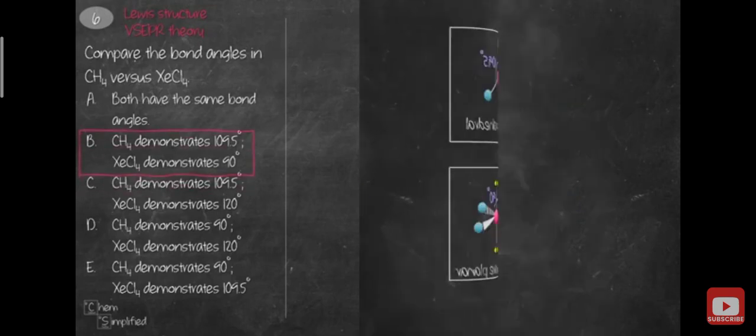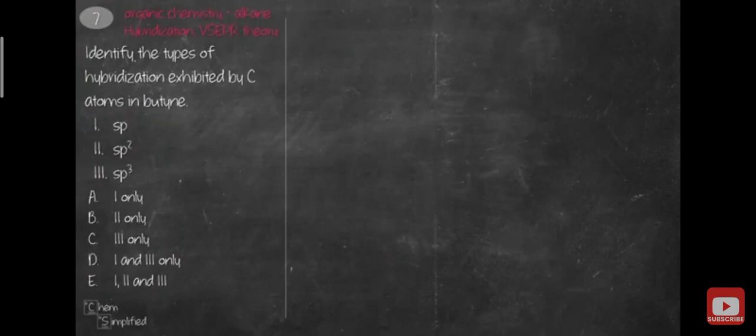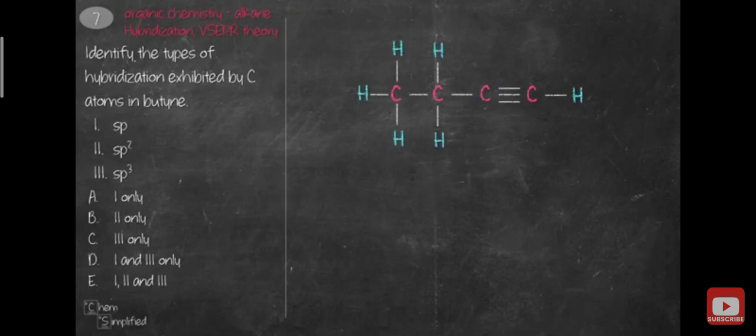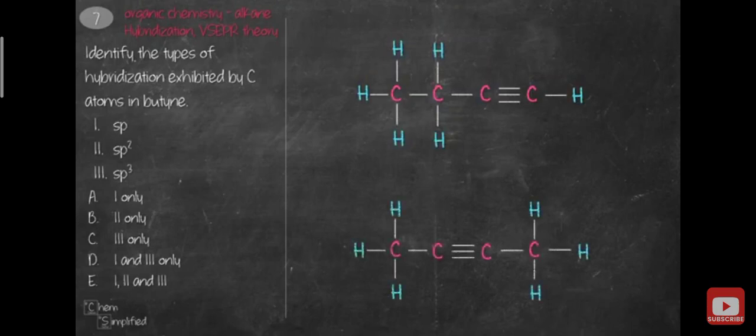making B the correct answer. This question focuses on organic chemistry, specifically alkynes, as well as hybridization and VSEPR theory. We start with the structure of butyne. It's an alkyne which has a triple bond, which can appear between C1 and C2 or C2 and C3. Either structure will work to solve this. So we're going to go with the second one.